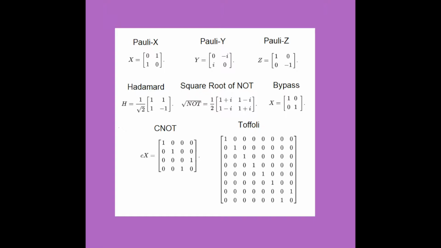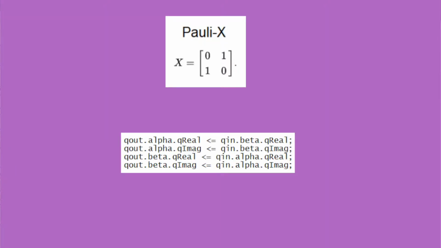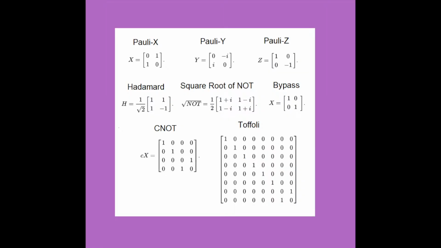In our VHDL representation, we update the real and imaginary parts of alpha and beta based on the results of this matrix multiplication. For example, the Pauli X gate, also known as a NOT gate, has this characteristic matrix. Multiplying by alpha and beta results in the real and imaginary parts of alpha being swapped with the real and imaginary parts of beta. The rest of the gates follow the same principle, which allows us to implement each one with simple combinational logic that can give us an output in one clock cycle.